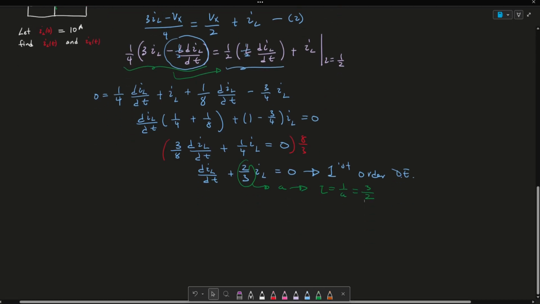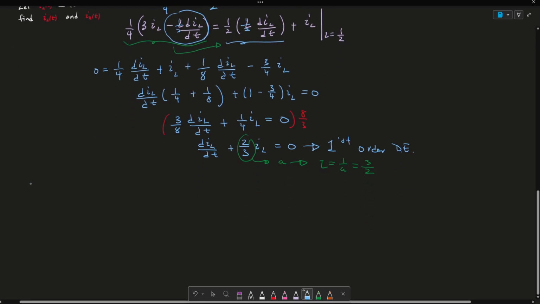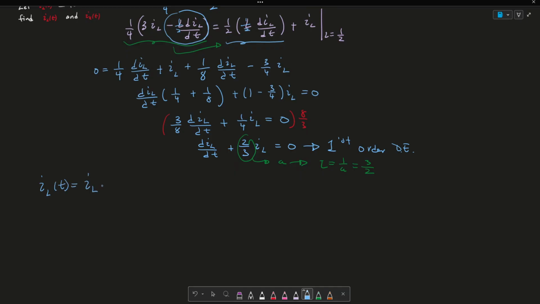So then we can go ahead and write that iL(t) is equal to iL(0) e to the minus t over tau. That's our natural response equation. Or simply put, iL(t) is equated to 10 e to the minus 2 over 3 t. And this is in amps. And again, this is for t greater than or equal to 0.